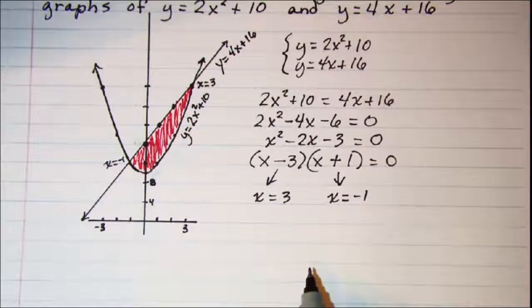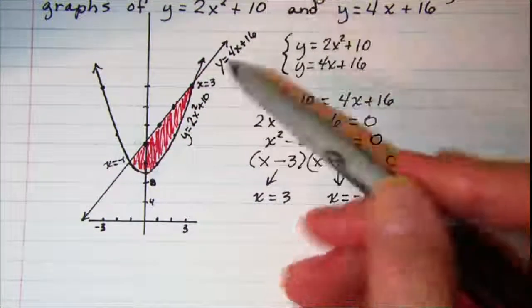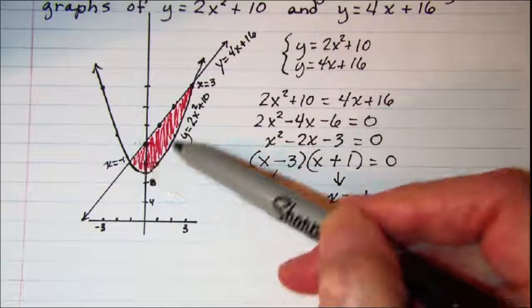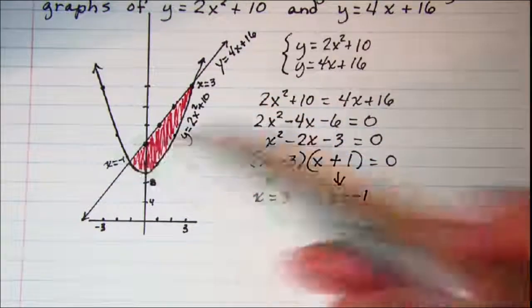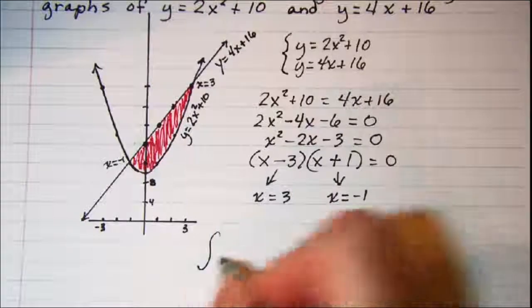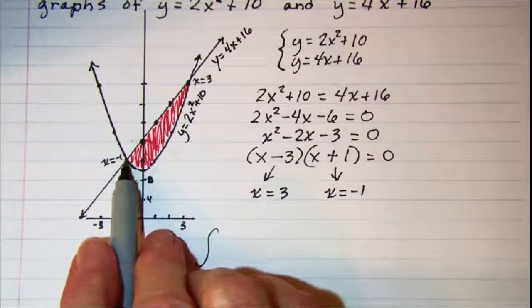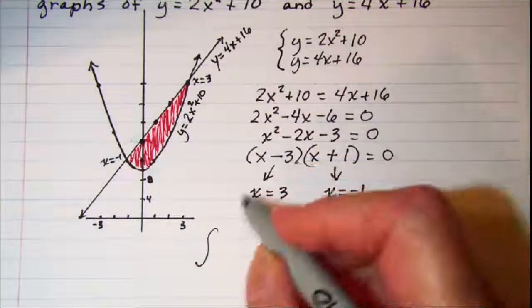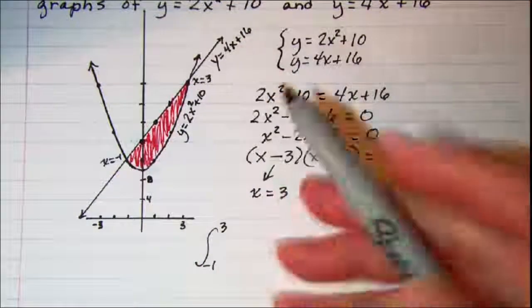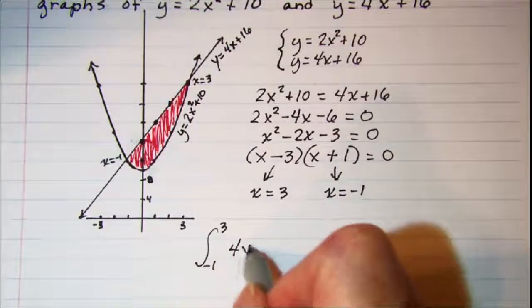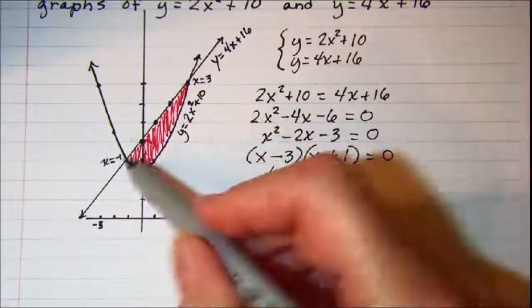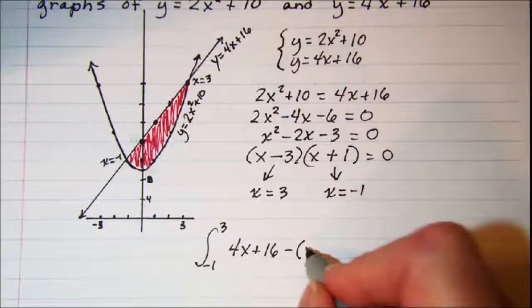So now I'm going to find the area under the upper curve and subtract from that the area under the lower curve. The upper curve is the linear function, so I have the integral from negative 1 to 3 of the linear function minus the quadratic.